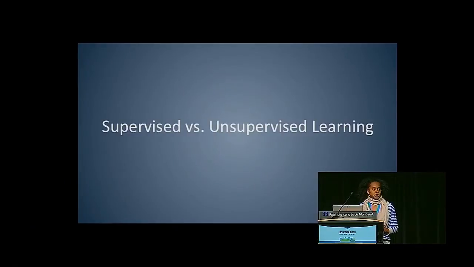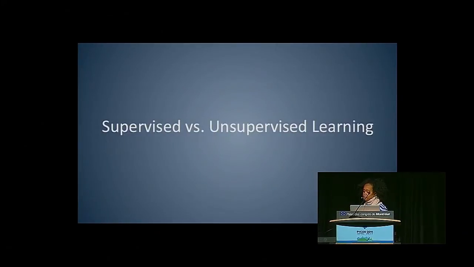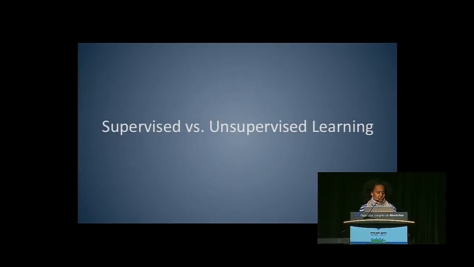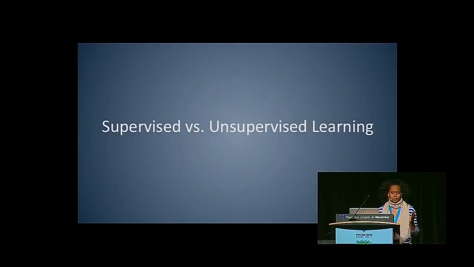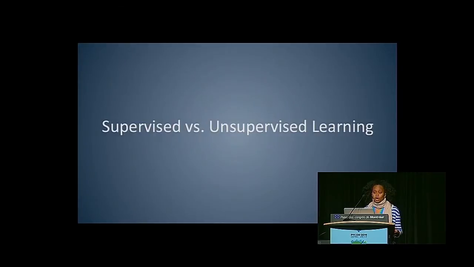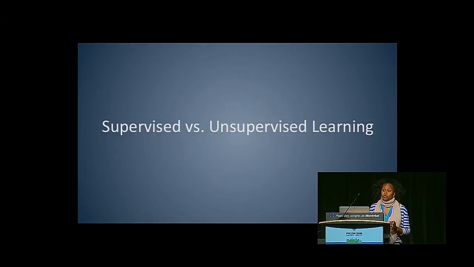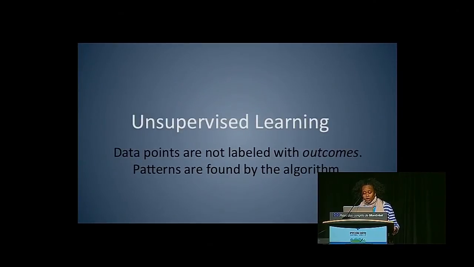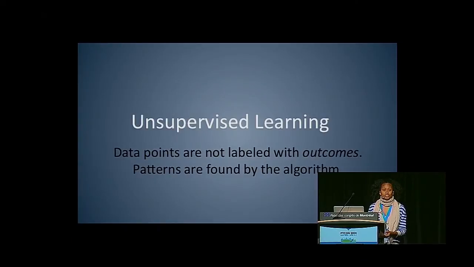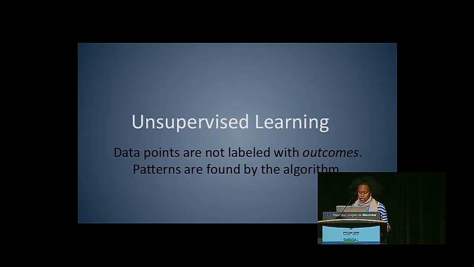Supervised and unsupervised learning. In this session of PyCon 2014, I think many of the presenters who looked at machine learning did a really good job of defining what is supervised and what is unsupervised learning, and we're going to go over that today as well. Unsupervised learning is when your data points are not labeled with outcomes. So it's your algorithm that's actually finding the pattern of your data.